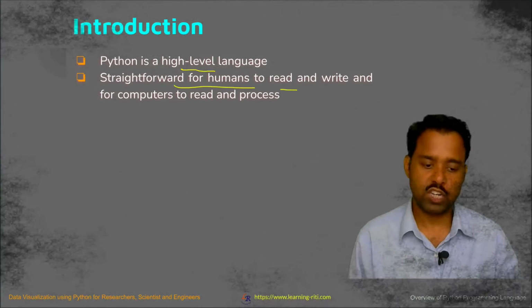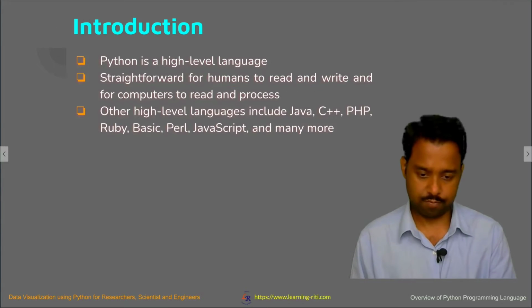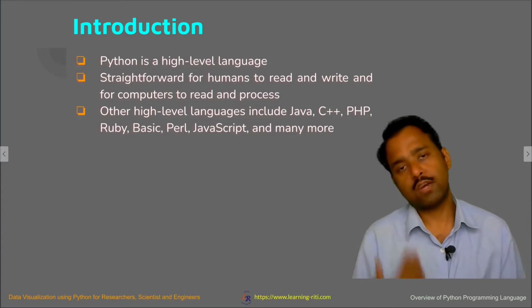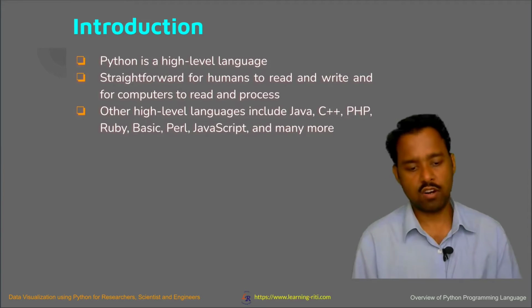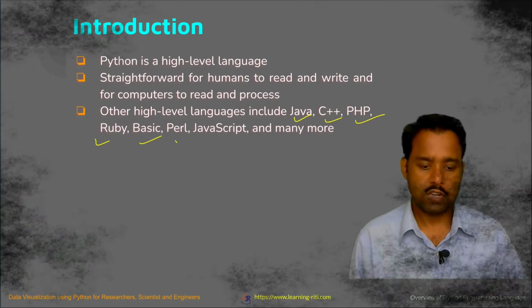High level language means it is straightforward for humans to read and write, and also for the computer to read and process. For example, there are other high level languages you might have heard of, if you are aware. It is like Java, C++, PHP, Ruby, Perl, JavaScript, and many more. So these are all high level languages.